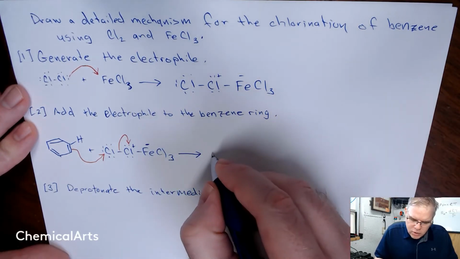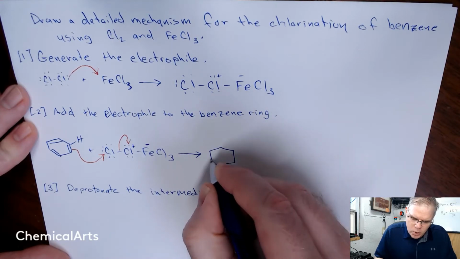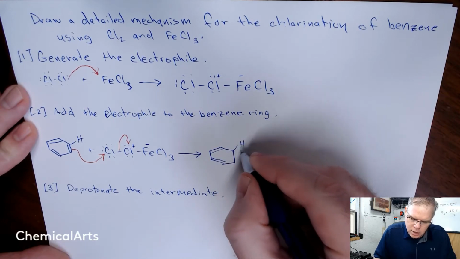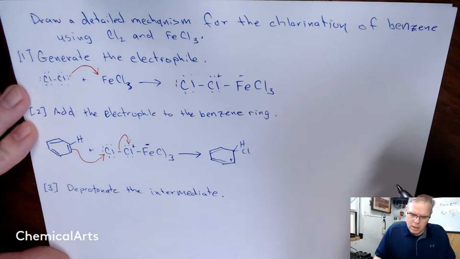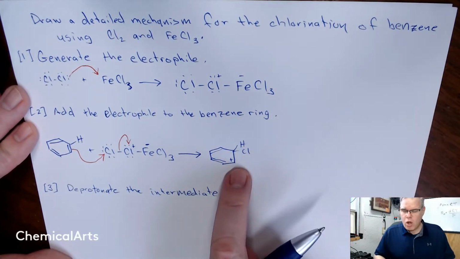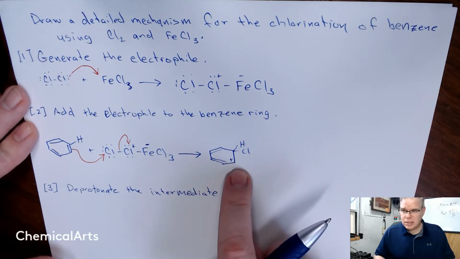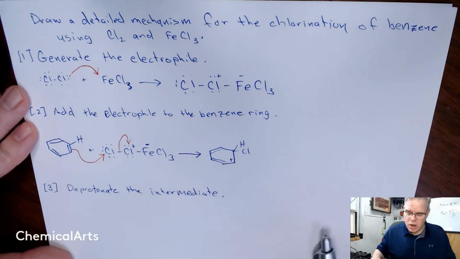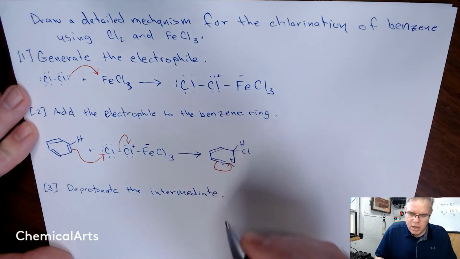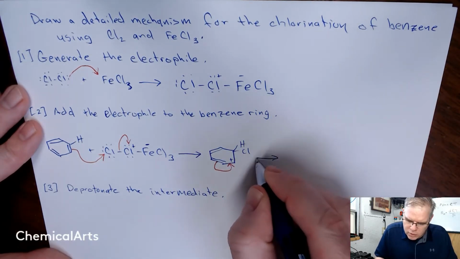So let's start with the intermediate, because that is the thing we're most interested in. All right, so we have a positive charge. It turns out that we can draw multiple resonance structures for this because it's a conjugated system. So we will draw an arrow from this pi bond to here, and that will give us one of our resonance structures.